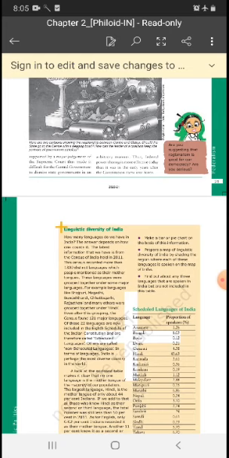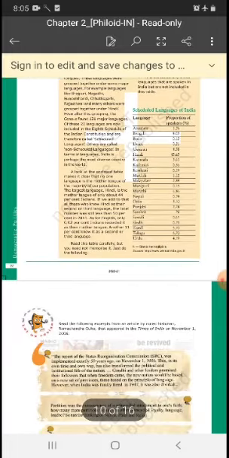Next point is, the state governments are required to share some powers and revenues with local government bodies. The nature of sharing varies from state to state.